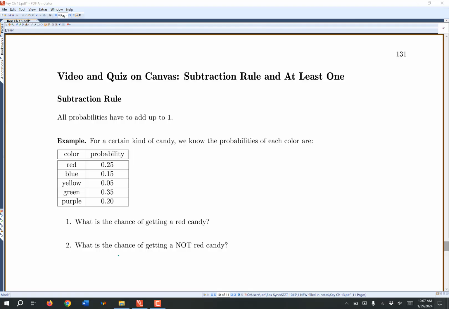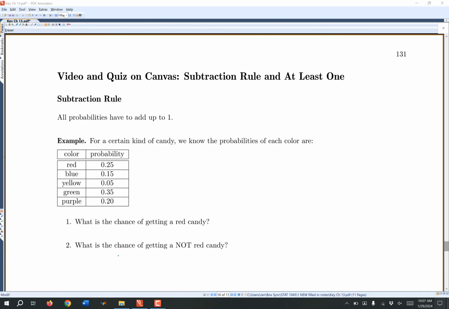This is a short video on the subtraction rule, and it's one I get the most questions on every year. So let's think about the background first. Our subtraction rule comes about because we know that all probabilities have to add up to 1.